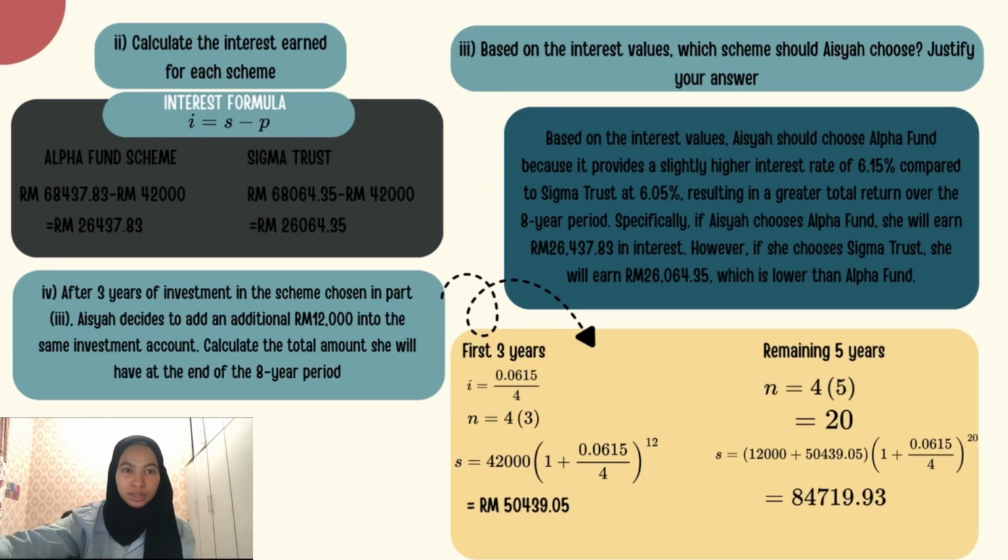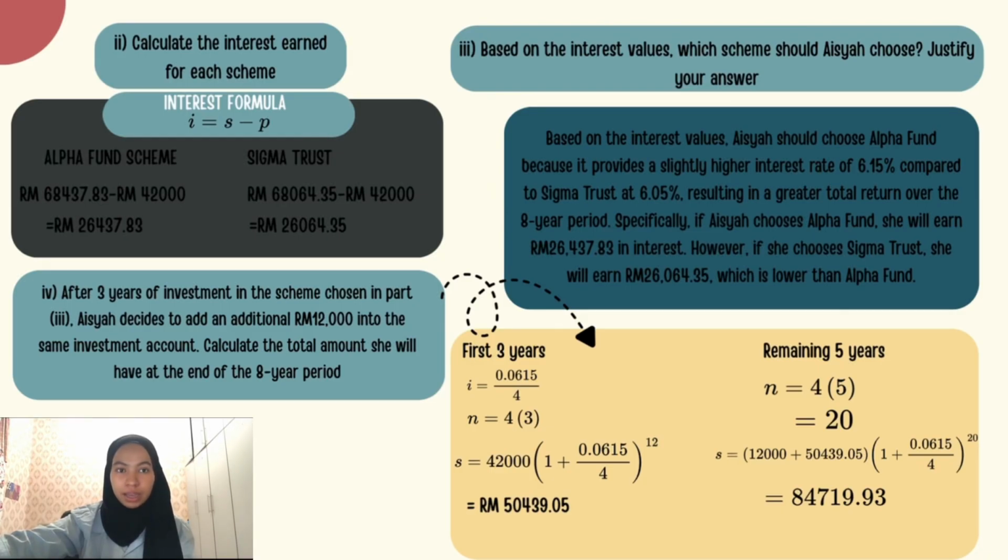So for this one, our calculation is a bit different because you have to divide it into the first 3 years and the remaining 5 years. For our first 3 years, our I is the same, which is 0.0615 over 4, and our n is also the same, which is 4 times 3 because it's for 3 years. So put it into the compound interest formula and you will get a total of 50,439.05 cents.